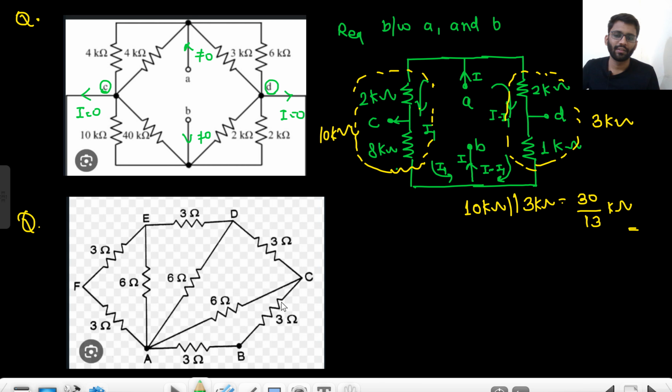You should solve it. Okay, 3 and 3 will come in series, yes or no? Yes, because we are collecting the output resistance between A and B. Okay, if we are connecting between A and B, only these two nodes will have some current.